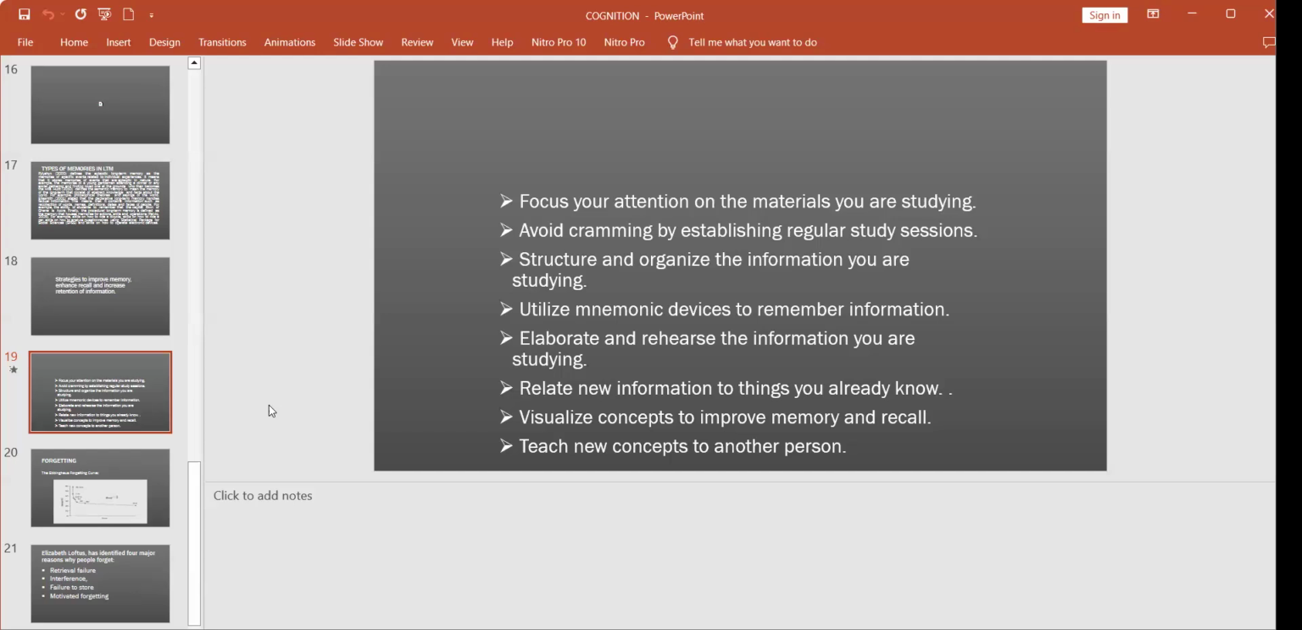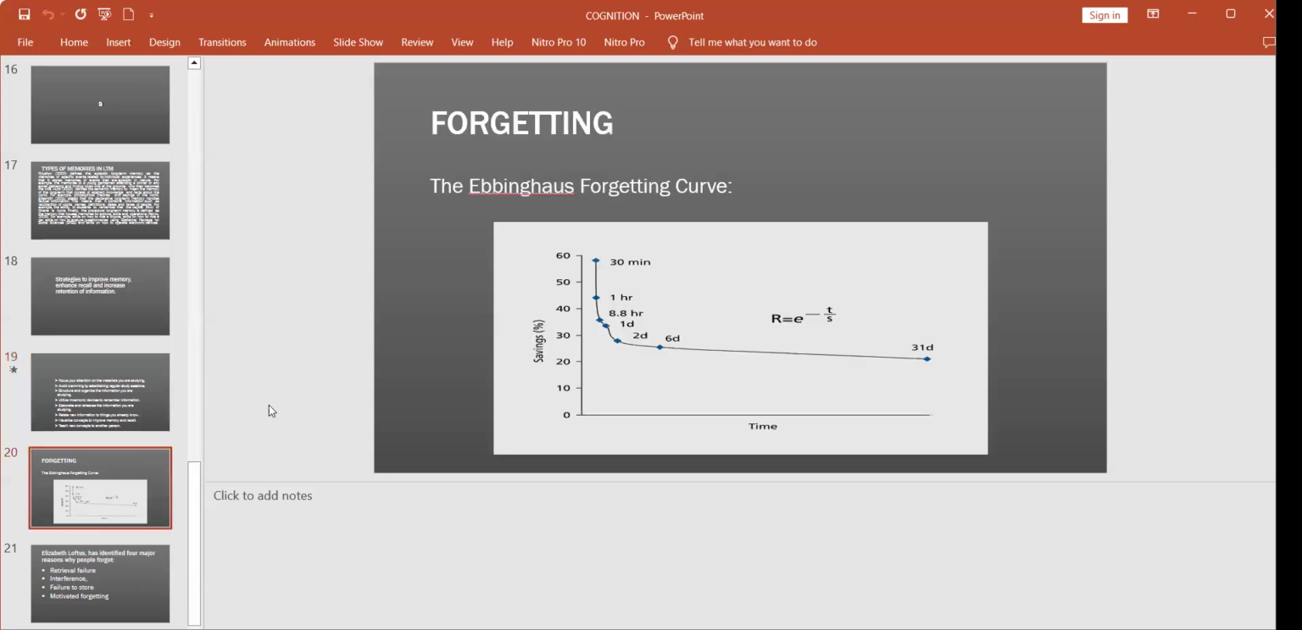So we discussed Dale's cone of learning. When you say something, do it and say, you remember it more, right? So get the students to do it and say, and they will remember it more. So these are some strategies for memory improvement.